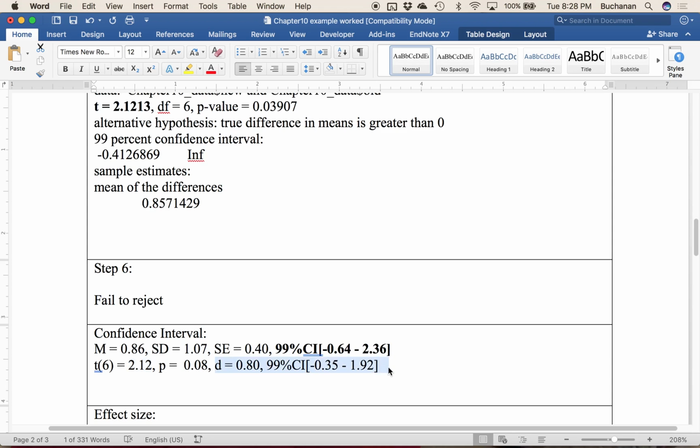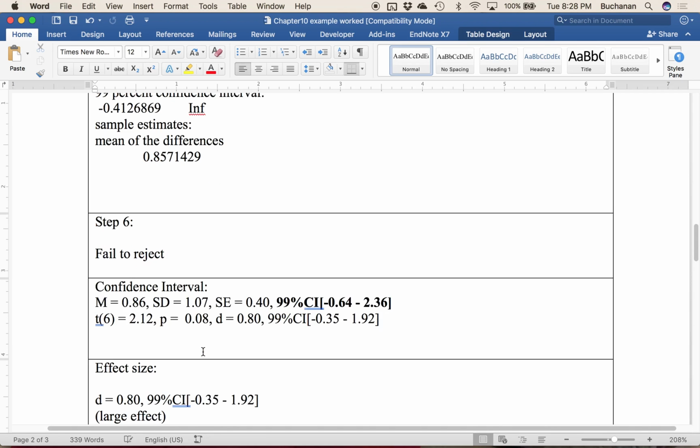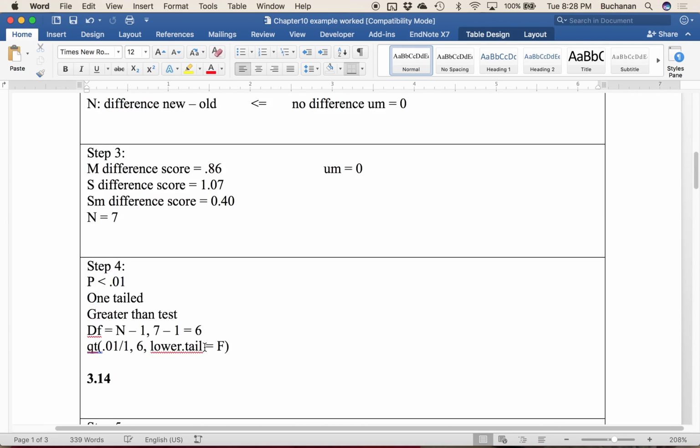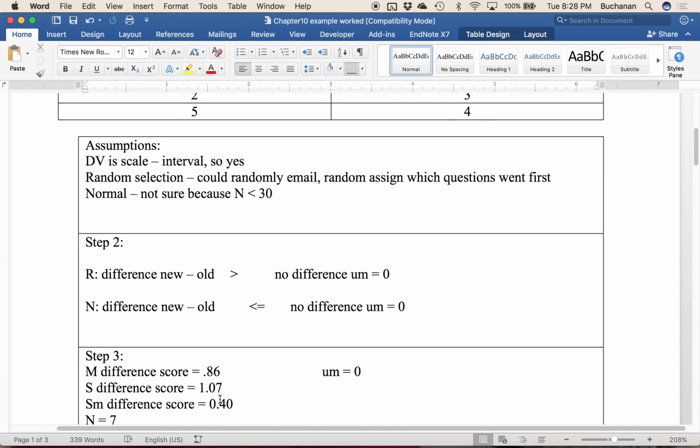Here's my effect size. And I would say this is a large effect. So even though we didn't find a significant difference, it seems to be a large change in how much they like the rec facilities. And so we should be pretty happy.